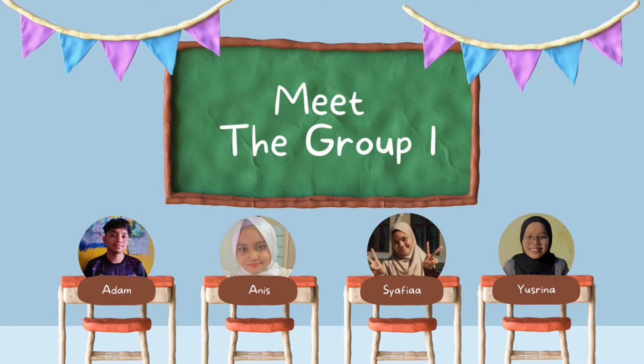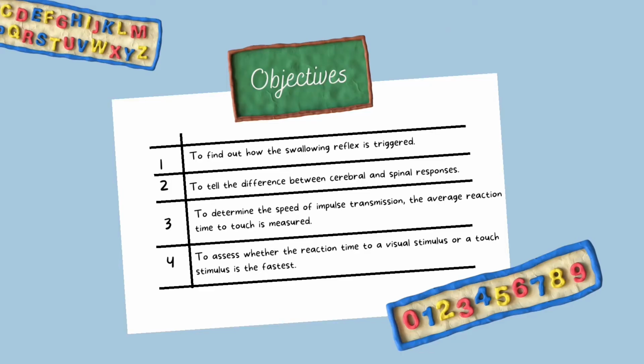The objective for this experiment is: first, to find out how the swallowing reflex is triggered. Second, to tell the difference between cerebral and spinal responses. Third, to determine the speed of impulse transmission. The average reaction time to touch is measured. Fourth, to assess whether the reaction time to a visual stimulus or a touch stimulus is the fastest.